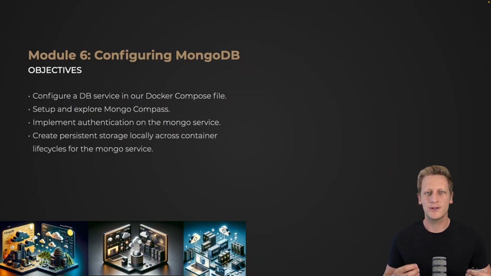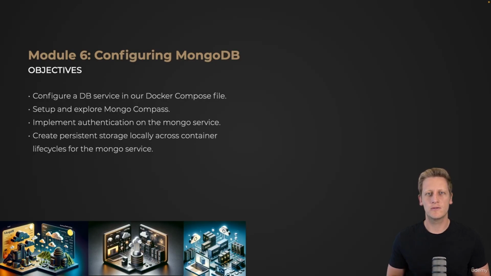By the end of the next few lessons, what we are aiming to achieve here is we want to configure a database service within our Docker Compose file. And then once that's set up, we're going to download and use a tool called MongoDB Compass, which will be a graphical user interface that we can use to explore our local instance of MongoDB.